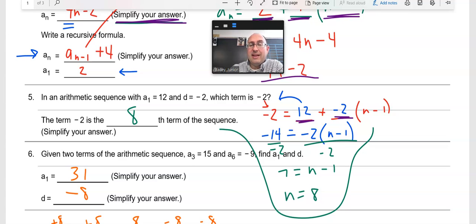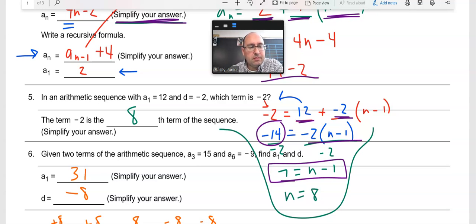Now notice something here. I subtracted 12 to the other side. I didn't distribute, but guess what? If you do distribute, it's okay. You're not going to die. It'll work. So if I subtract the 12, which I did, I got negative 14, right? And then instead of distributing, I divided by that coefficient, which is a negative 2, and that gave me 7, and so now I have this really nice, easy formula, and now I know that the 8th term is the one. The 8th term is negative 2.